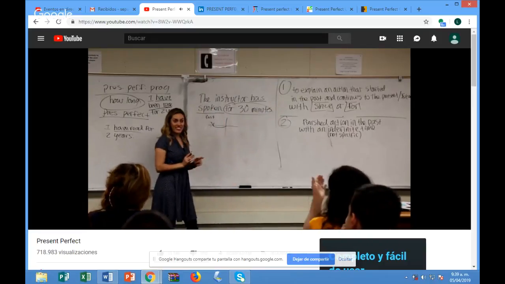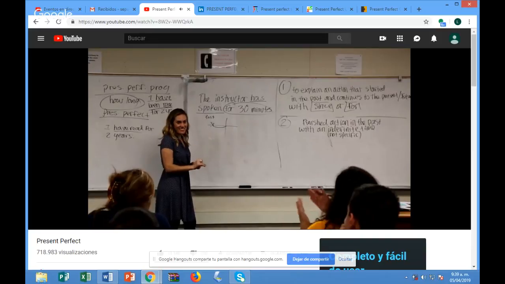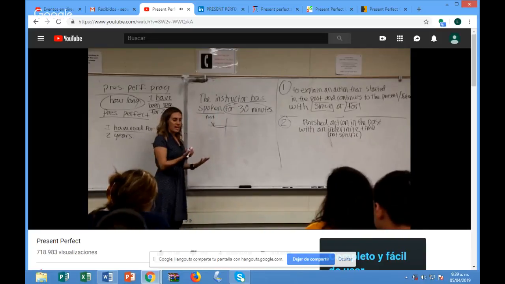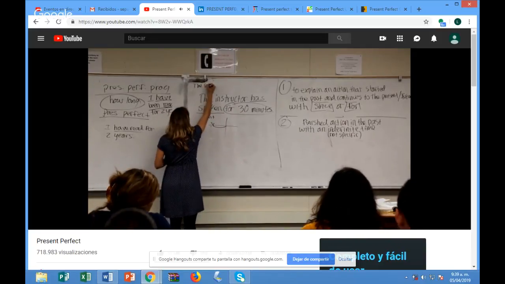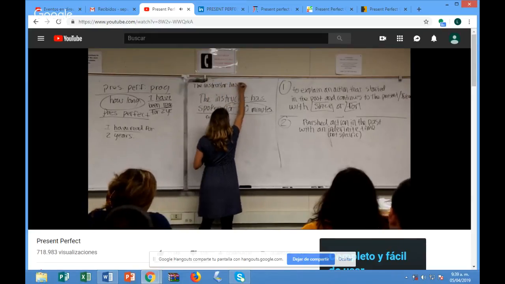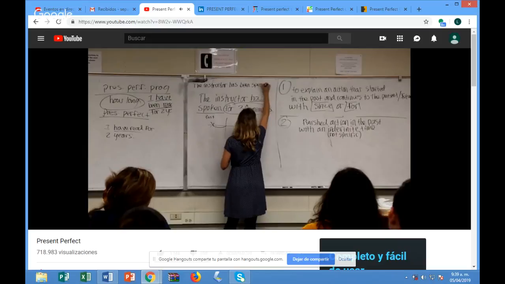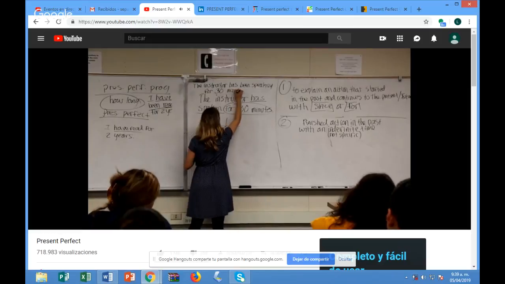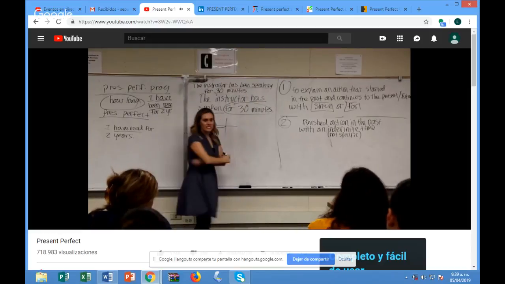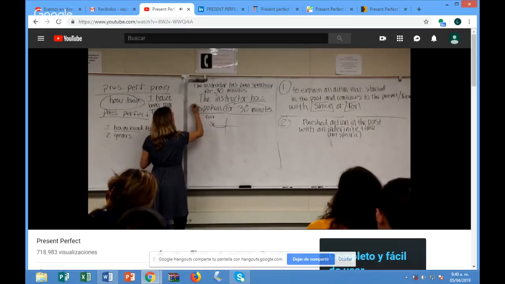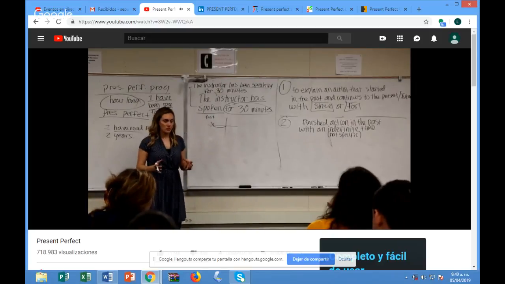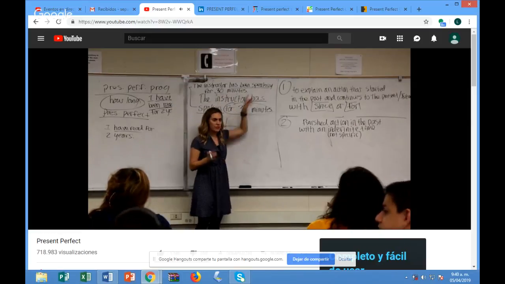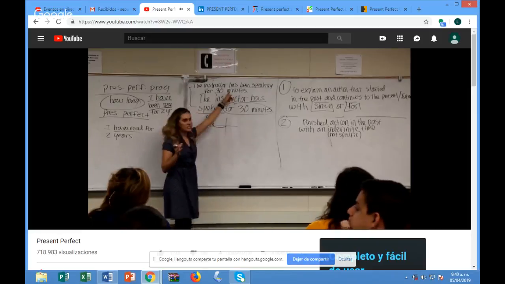Now, it's very close to the progressive. It's exactly the same as the progressive. The instructor has been speaking for 30 minutes. Has been speaking. Exactly the same. These two are exactly the same. Which one should you use? Which one's better? The first one, because it's an action verb and we're talking about how long. So it's better to use that one.